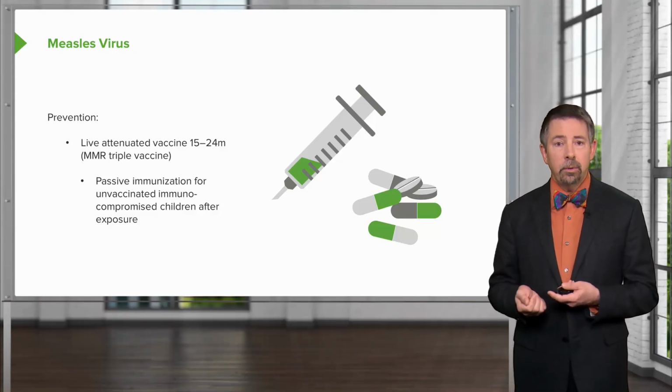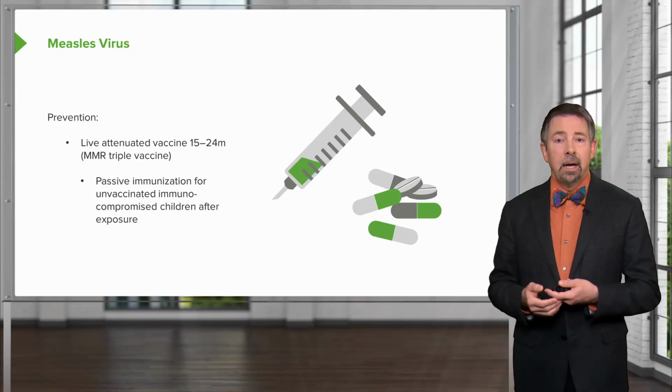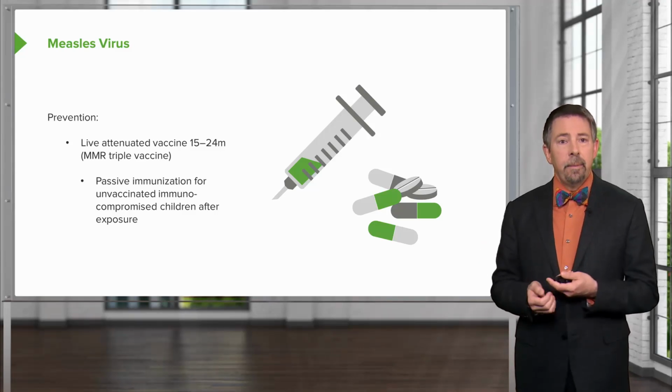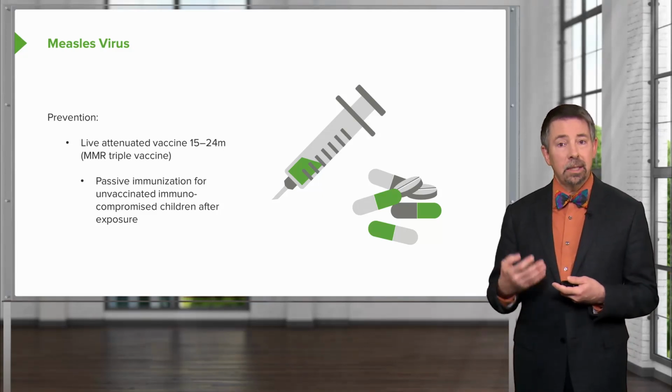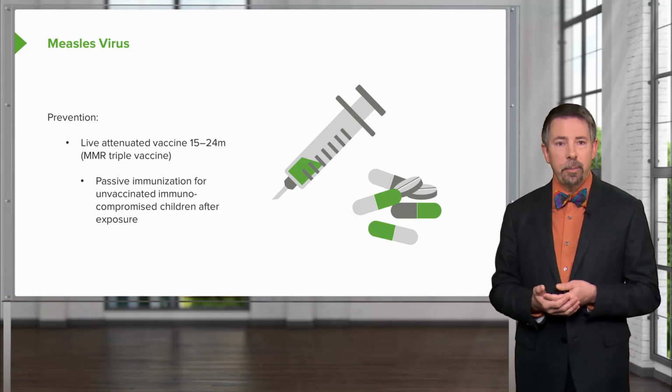For patients who are unvaccinated, under-vaccinated, meaning they've only received 1 vaccine, or their vaccine status is unknown, if they are exposed to, in an epidemic setting, a known case of measles, they can be given measles immunoglobulin, so passive immunization to help them be protected, at least for several weeks, against developing further disease.